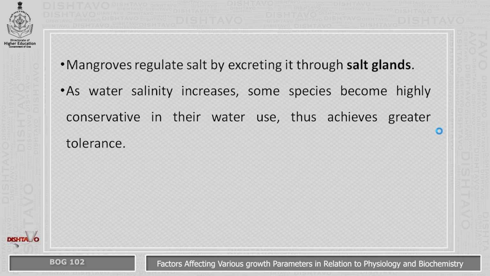As water salinity increases, some species become highly conservative in their water use, thus achieving greater tolerance. If the water salinity is very high, the mangrove species need a lot of energy to overcome the high salinity level. Mangrove trees are salt tolerant species, but if they take more salt from the water, then they need a lot of energy to excrete the excess amount of salt from the plant body. Therefore, if the water salinity remains high, mangroves exhaust themselves and their growth will be stunted.